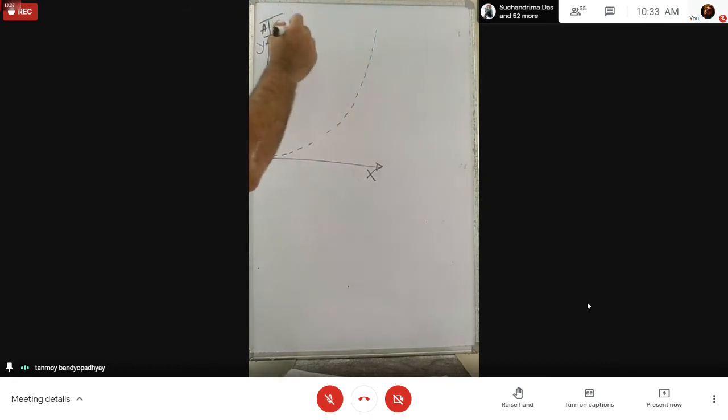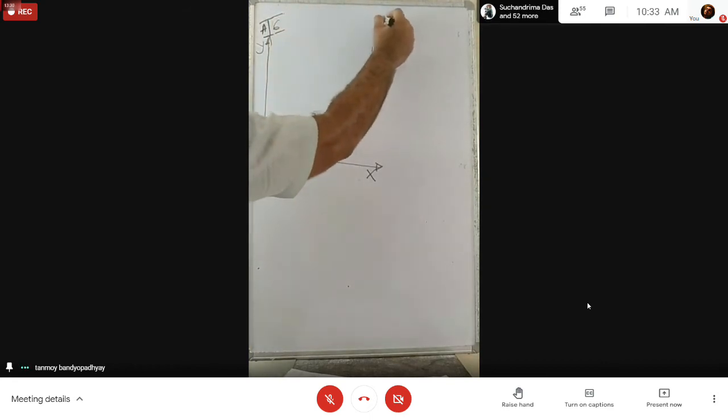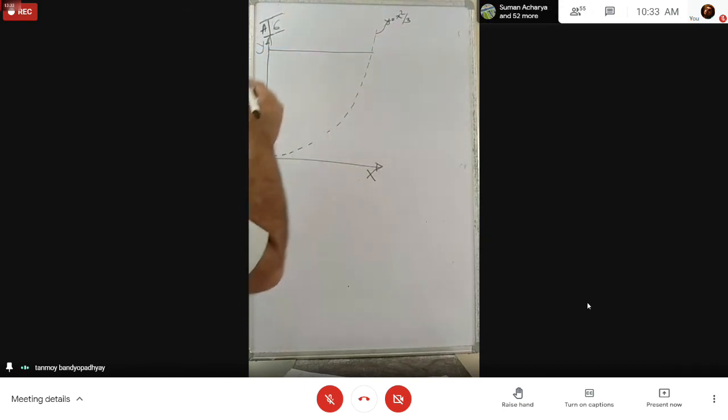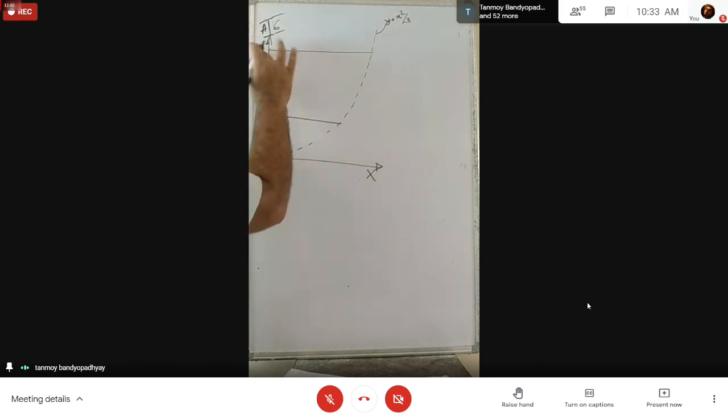So the equation of the curve is y is equal to x square by 3. And this is a bounded area by this curve. So the intercepts at y are, this is 1, this is 4.